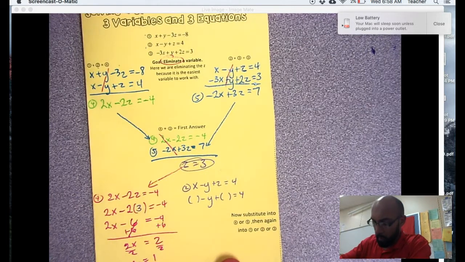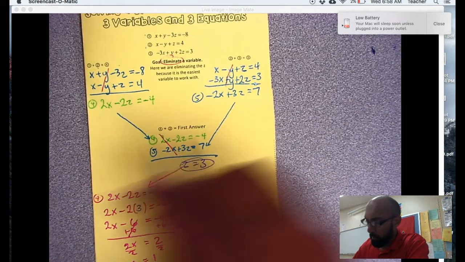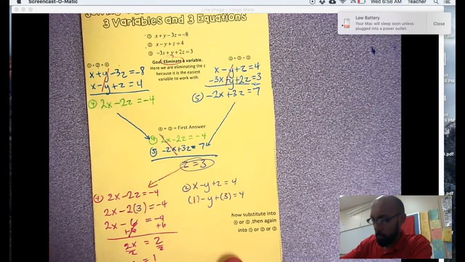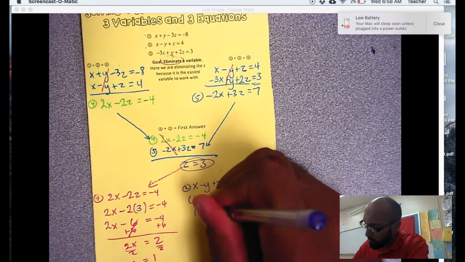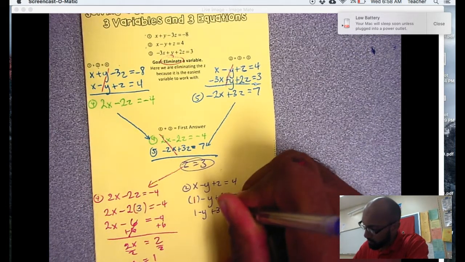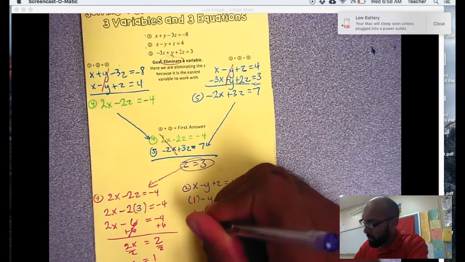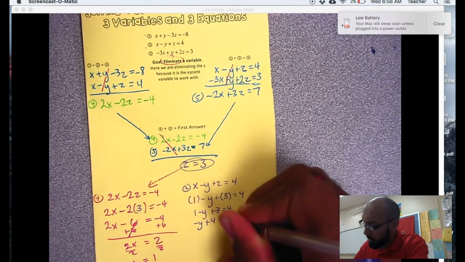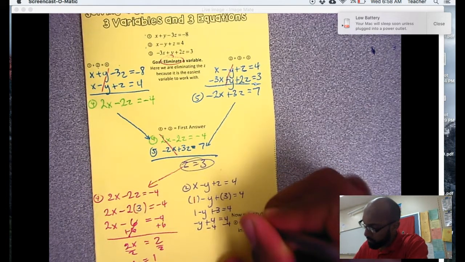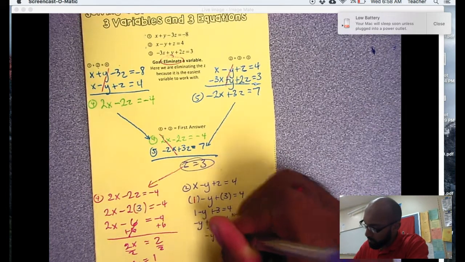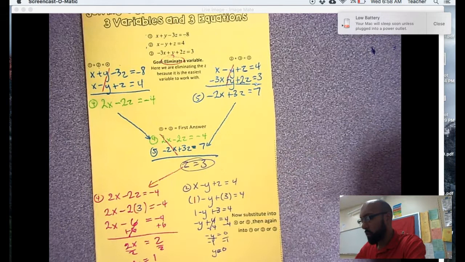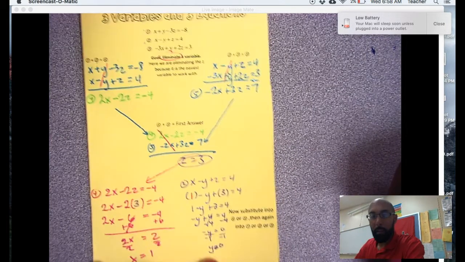So first I have positive 1, and then over here I have positive 3. Okay, so now 1 minus y plus 3 equals 4. Now I'm going to combine like terms. So I have negative y plus 4, 1 plus 3. Okay, subtract 4 from both sides. Negative y equals 0. Divide by negative 1, which of course is just 0 anyway. Okay, so now I have 1, 0, and 3. But again, you notice I haven't written them down yet because now we're going to check it.